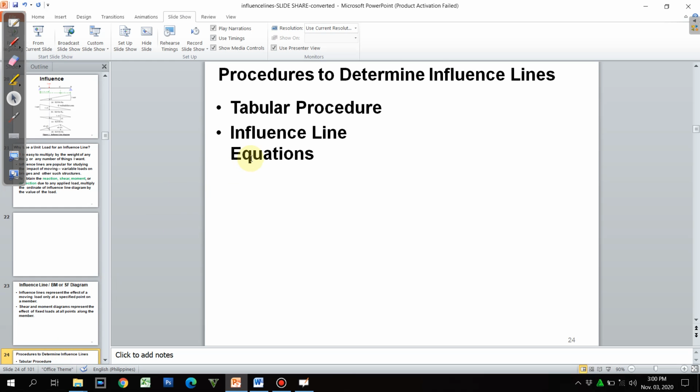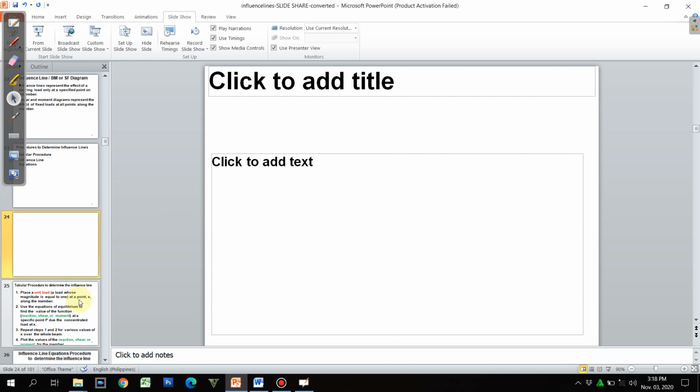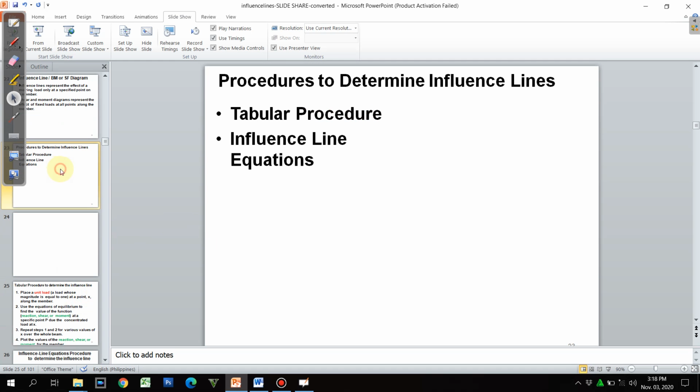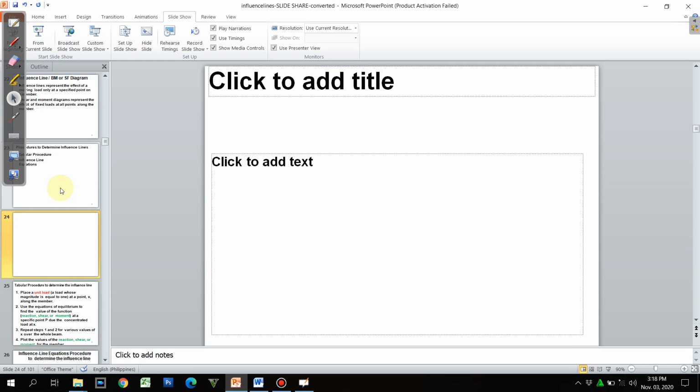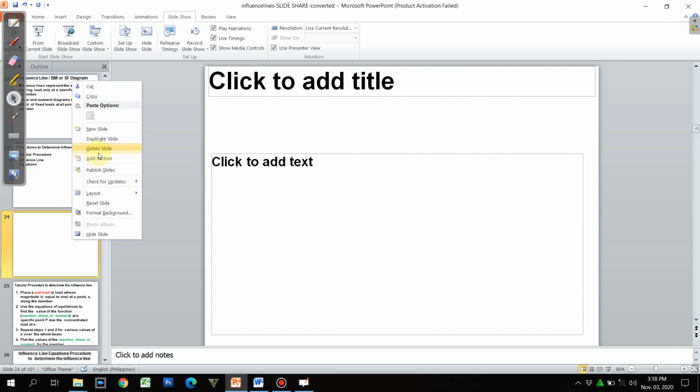So, procedures to determine influence lines. Here are the procedures to determine influence lines. We have the tabular procedure and influence line equations, which we will explore by and by.